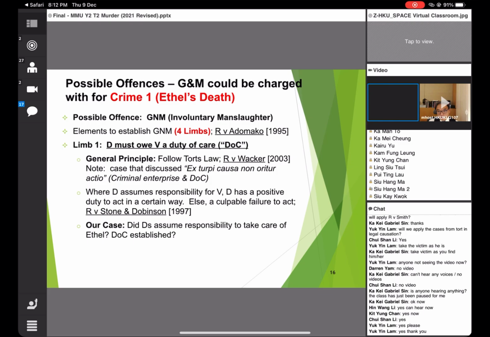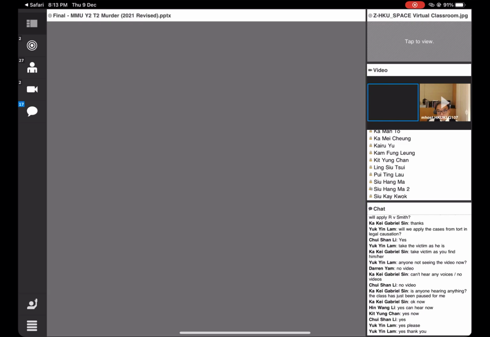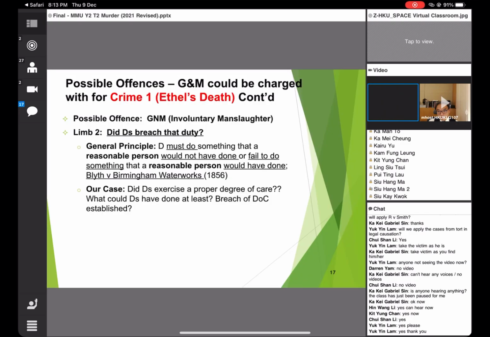Number 1 is that D must owe a duty of care. Number 2 is, did the defendant breach that duty of care? You have to look at Blyth v Birmingham Waterworks, 1856. What does the case tell us about the legal principle? D must do something that a reasonable person would not have done, or fail to do something that a reasonable person would have done. Very simple. If it falls into that, then there would be a breach of duty of care.